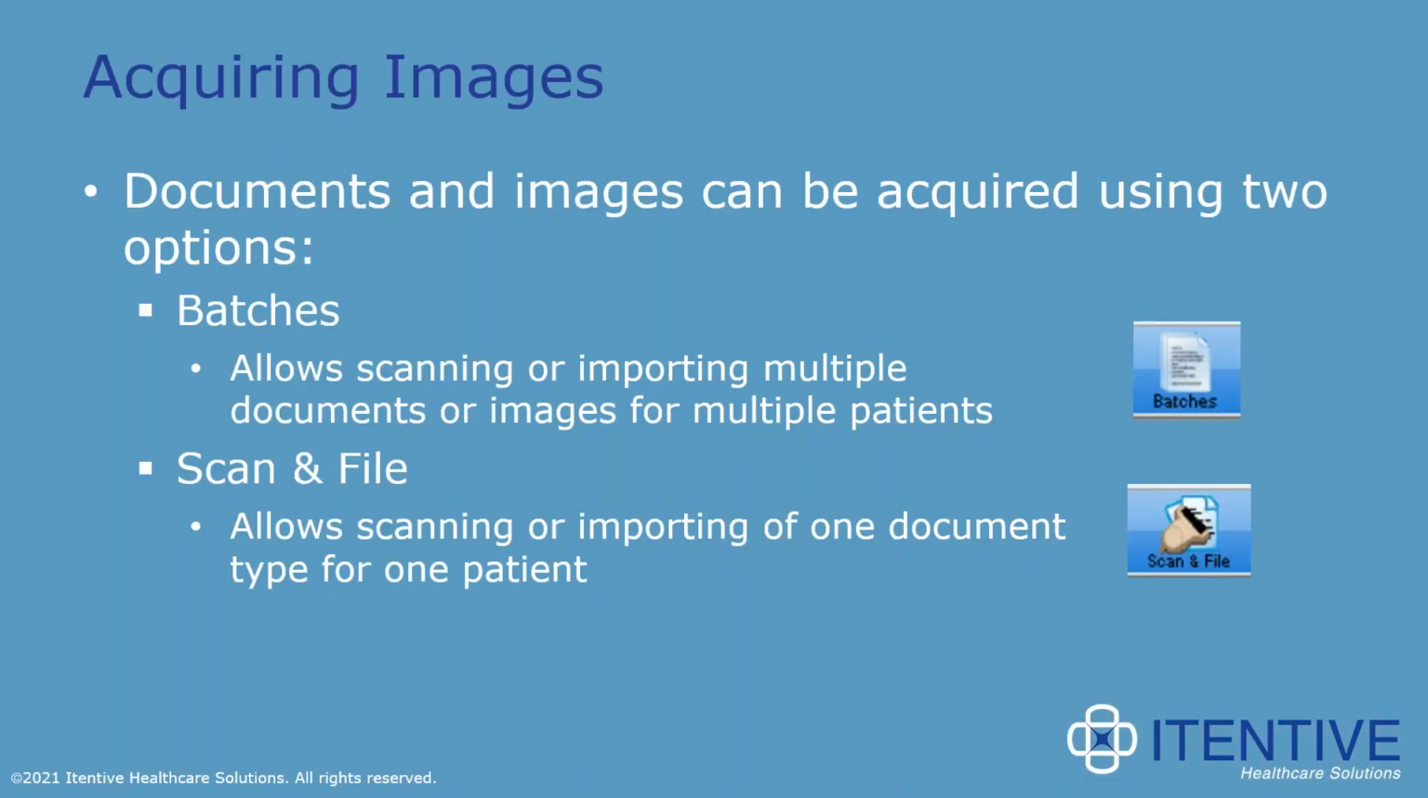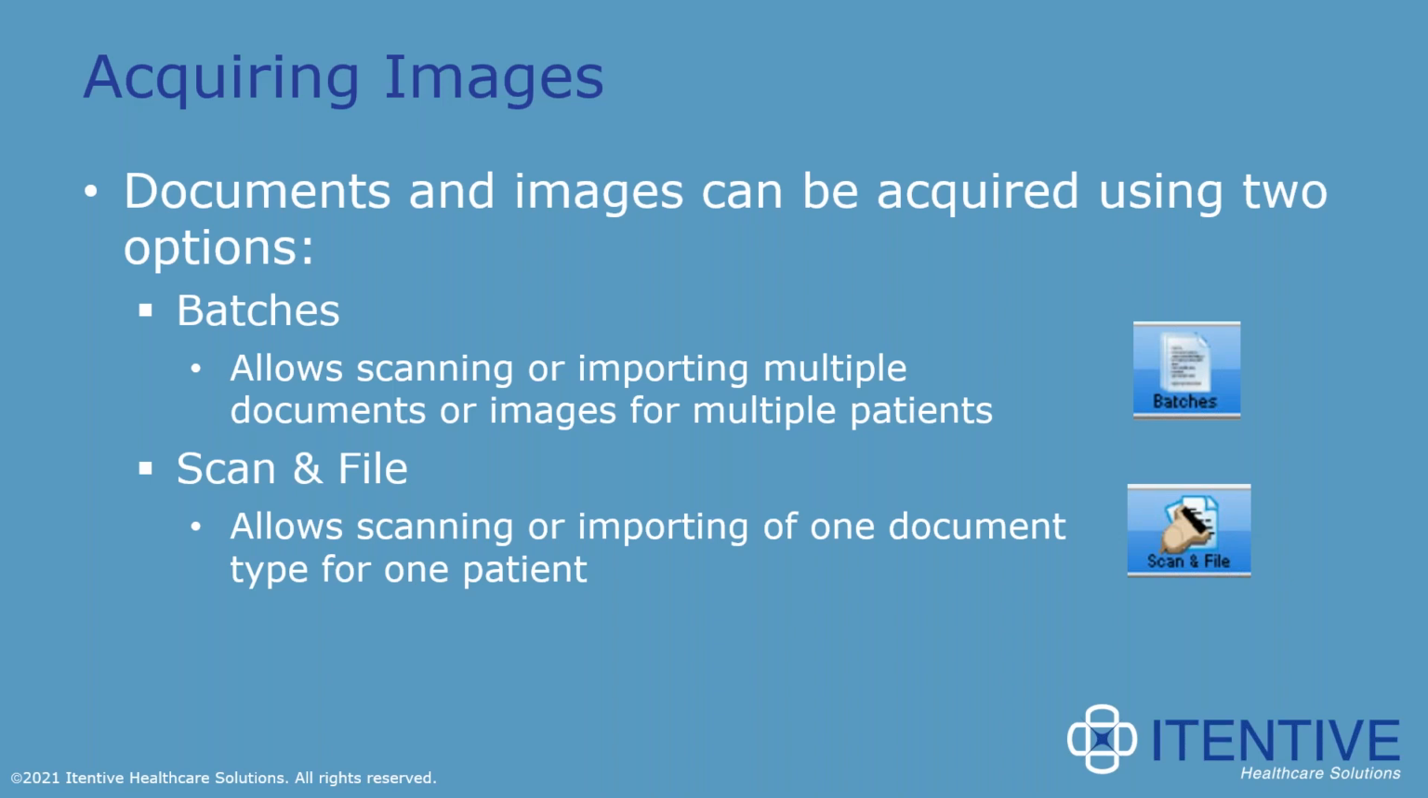So documents and images that are scanned into NextGen can be acquired using two main options. The first is batches. These can allow for scanning and importing multiple documents or images at one time for multiple patients. So for example, batches can be used maybe if you gather all of your signed consent forms and you plan on scanning and filing them at the end of the day.